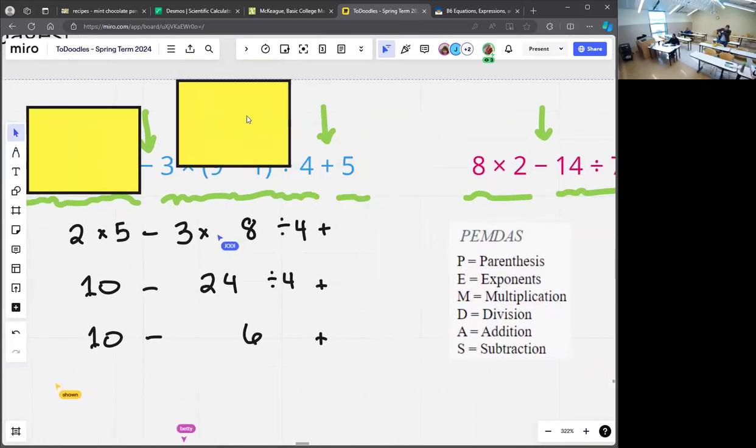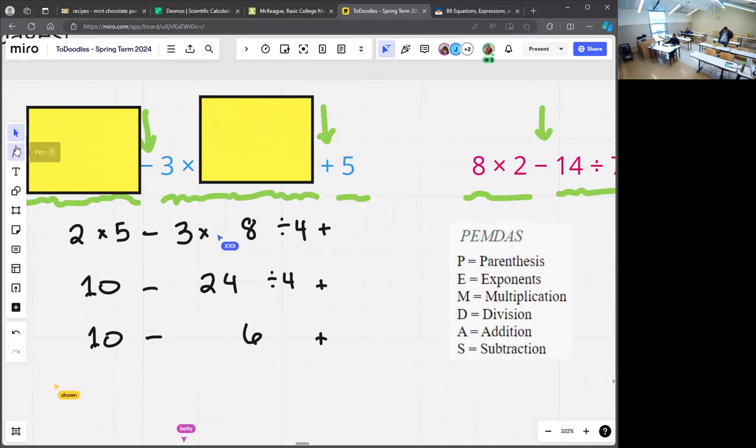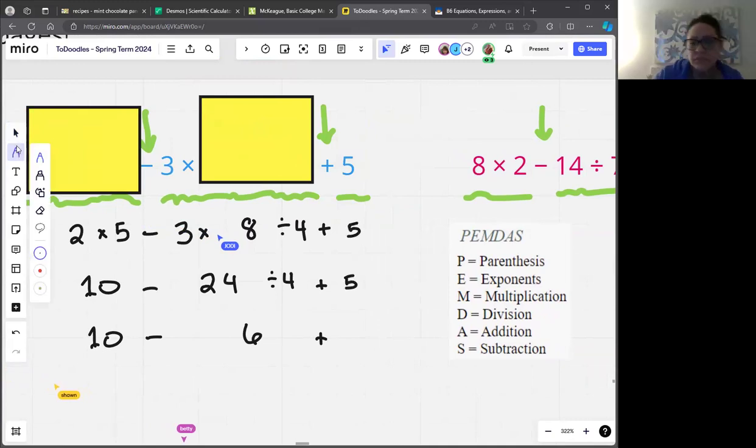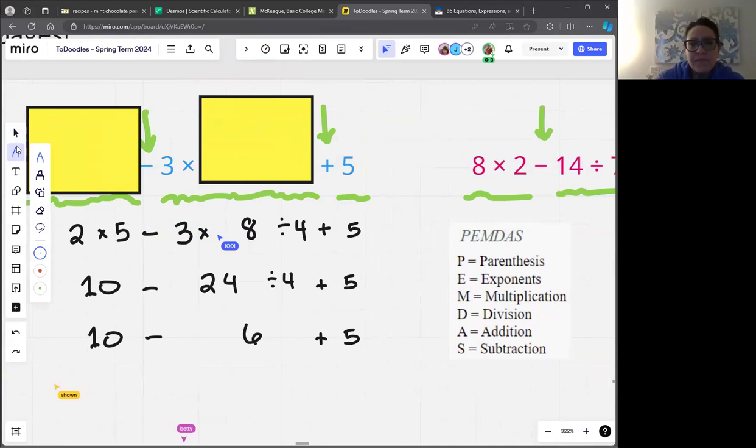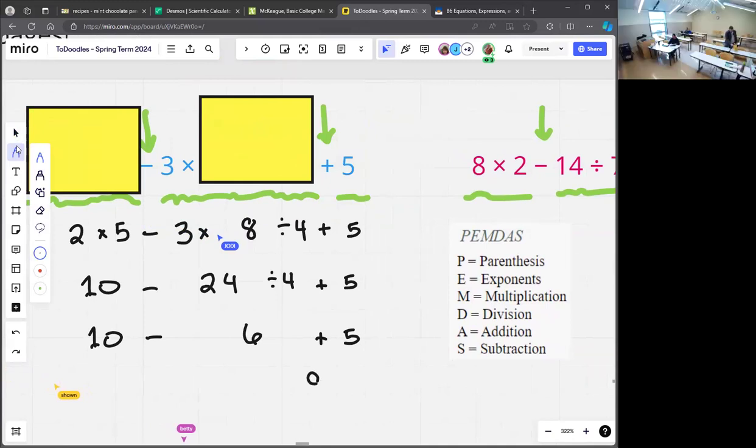And the last one is 5. It's just a 5. It stays a 5. When we're all done at the bottom, now we have this addition and subtraction step at the end without anything to confuse us. 10 minus 6 is 4, plus 5 more is 9.